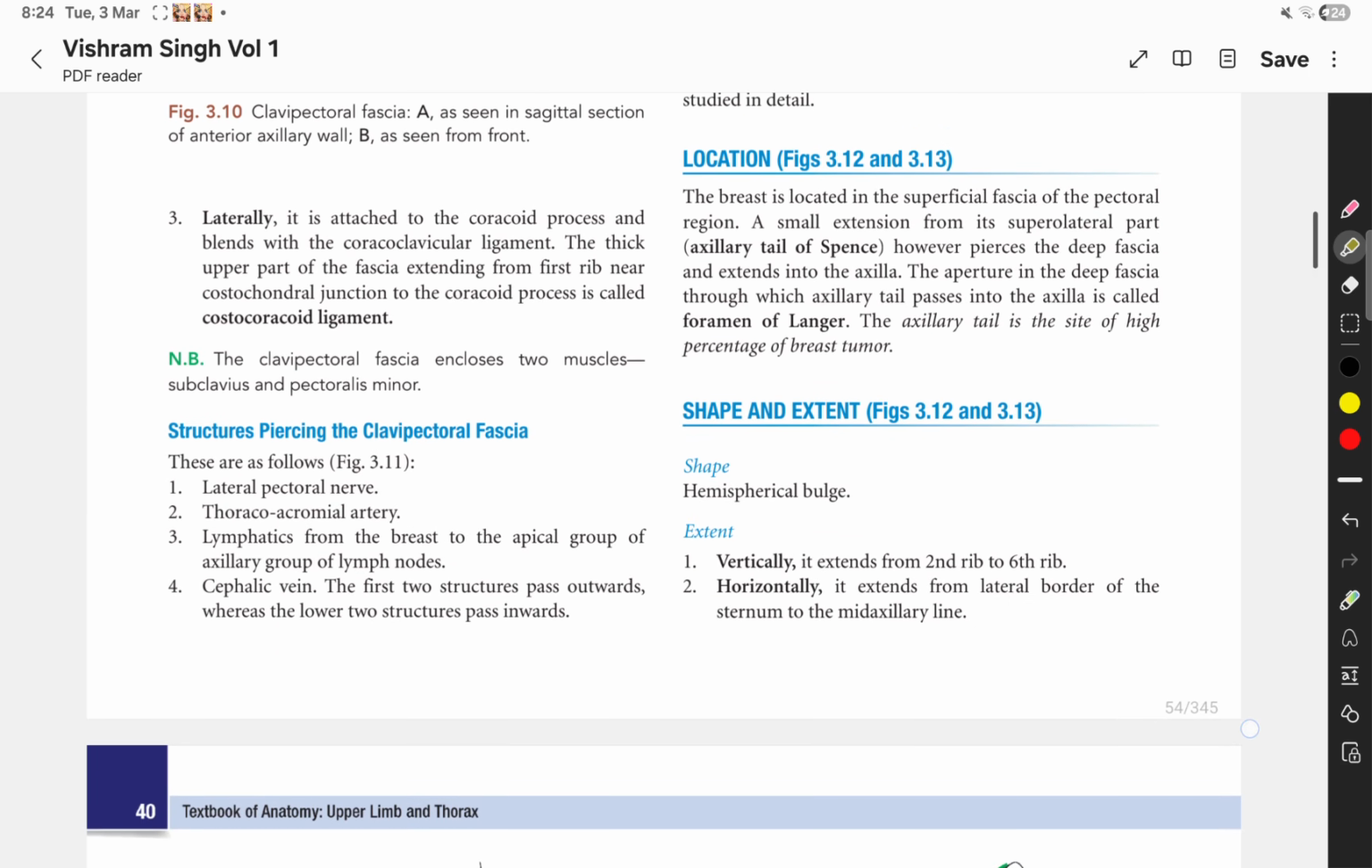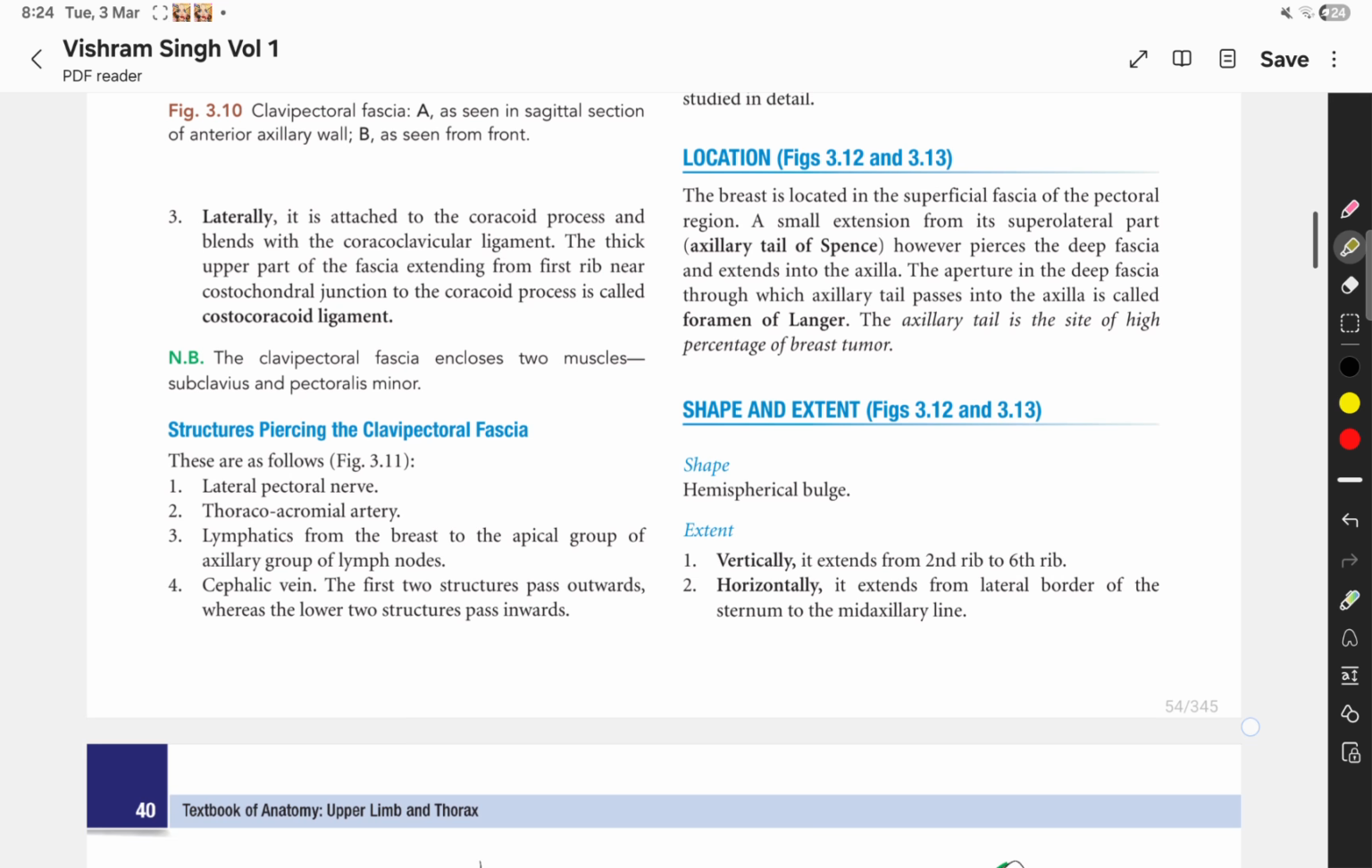Now we will study location. The breast is located in the superficial fascia of pectoral region. Small extension from its superolateral part, that is axillary tail of Spence, however, pierces the deep fascia and extends into axilla. The aperture in the deep fascia through which the axillary tail passes into axilla is called foramen of Langer. The axillary tail is the site of higher percentage of breast cancers.